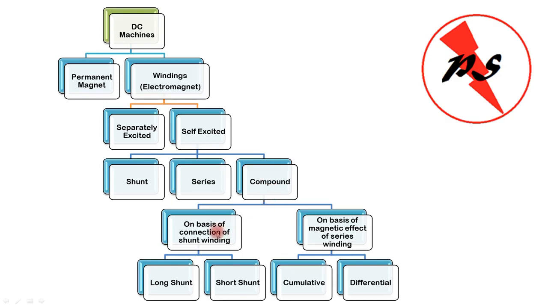Now, on the basis of connection of the shunt winding, compound DC machines have two types: long shunt and short shunt. In long shunt type, the shunt winding is in parallel to the combination of series winding and the armature. In short shunt type, the shunt winding is in parallel to the armature only. And on the basis of the magnetic effect of the series winding, the compound DC machine can be classified into cumulative or differential type of machine. In cumulative type of machine, the flux produced by the series winding helps the flux produced by the shunt winding. Whereas in case of differential compounded DC machines, the flux produced by the series winding opposes the flux produced by the shunt winding.